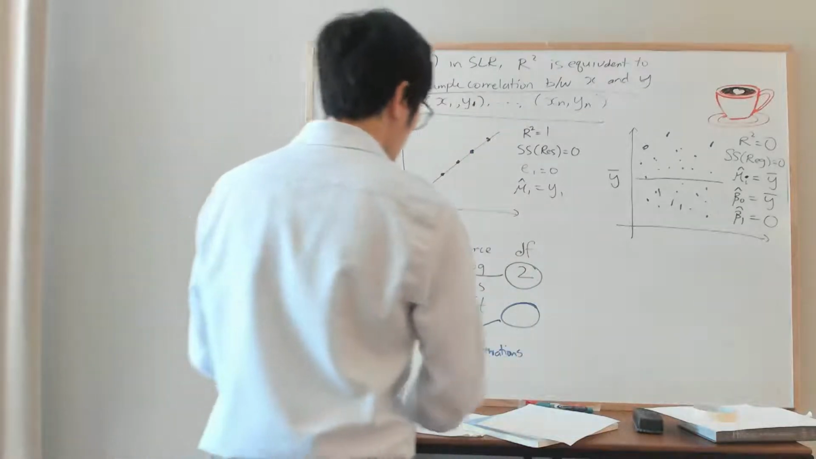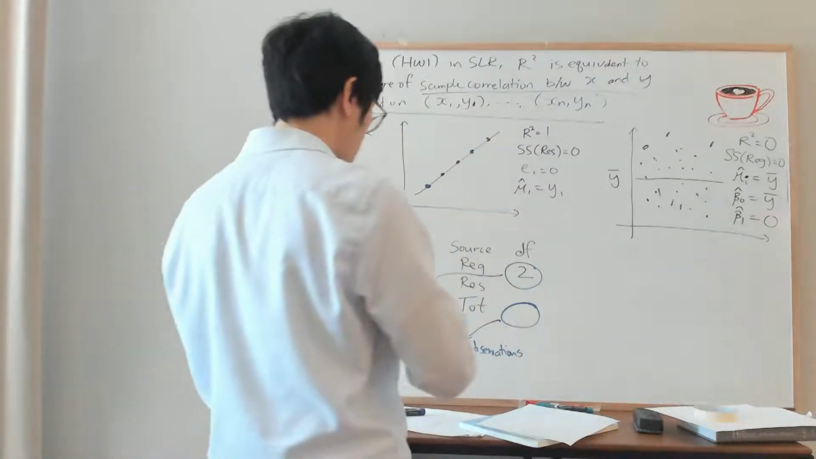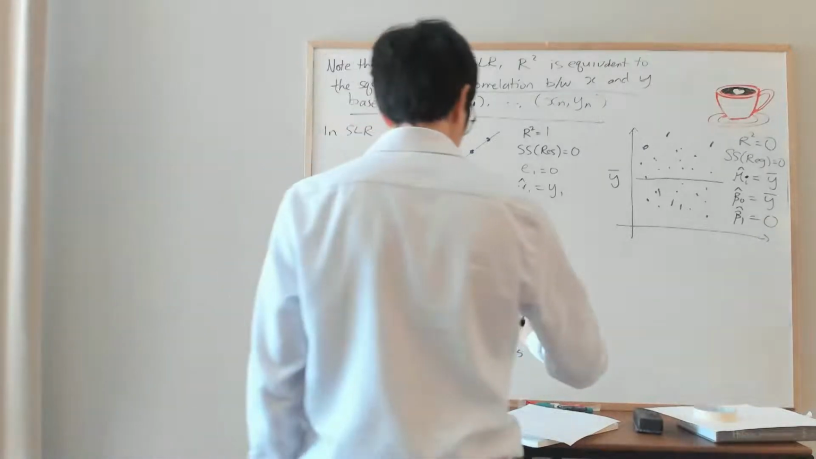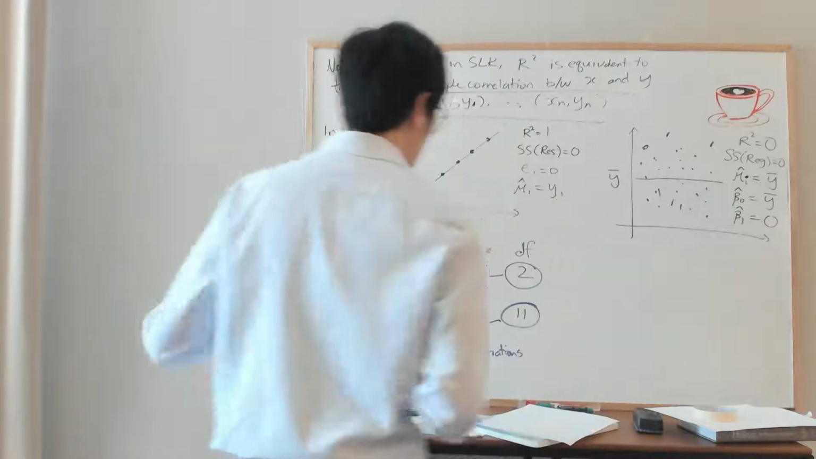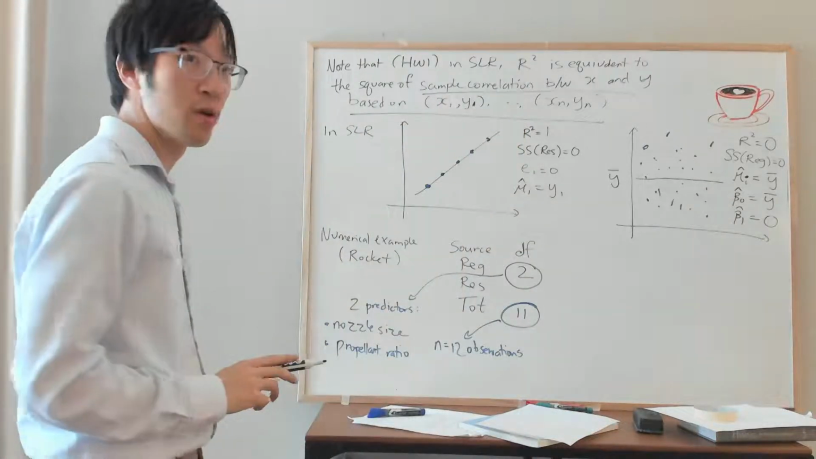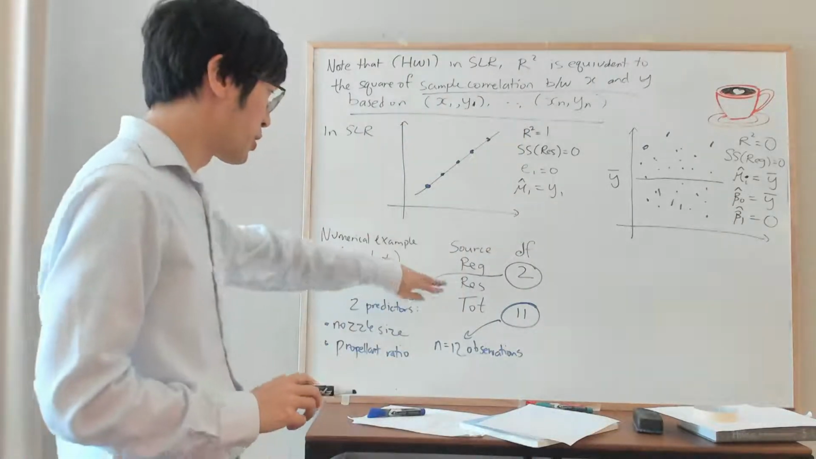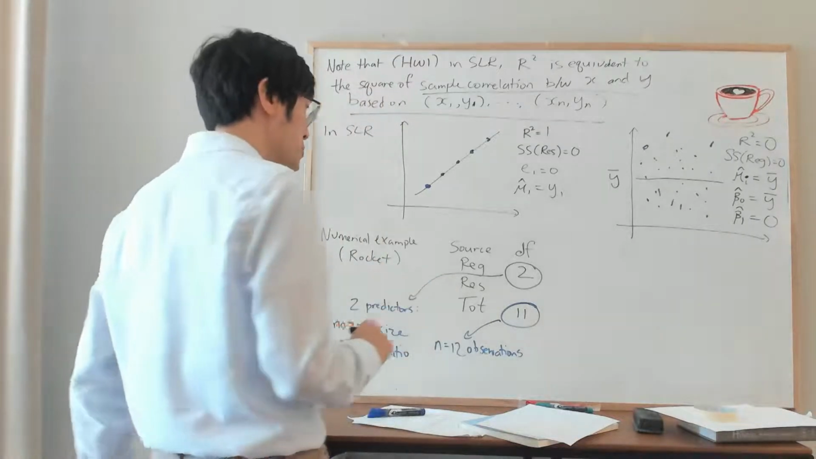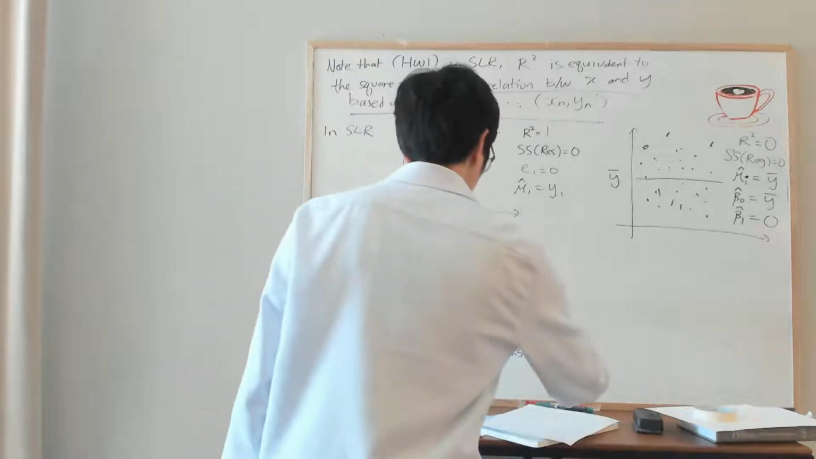And so the total degrees of freedom is one less than n, so this is 11. And then the residual degrees of freedom we already know, from when we did the estimates for this example, that there were 9 degrees of freedom.